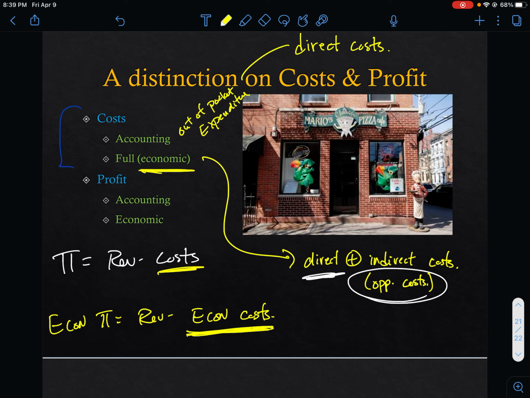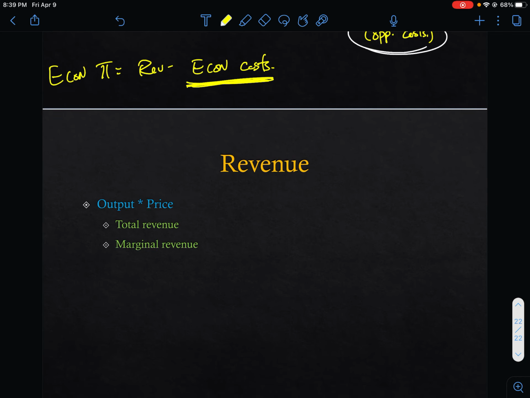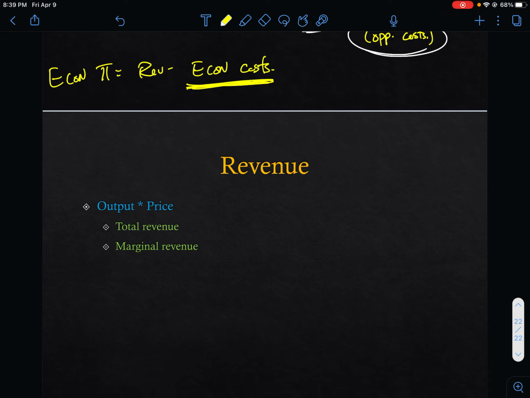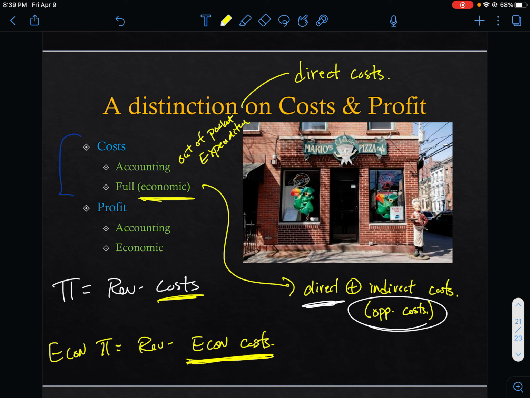That wraps it up. The last slide I had is just about revenue. You guys all know how to do that, right? If you've ever run a lemonade stand, the number of units that you sell times the price that you sell it for, right? So Q times P, that gives you total revenue. And as you sell one more unit, how much does total revenue change? That's your marginal revenue. That part is all really intuitive. So really I just wanted to mostly talk about scale and then costs.